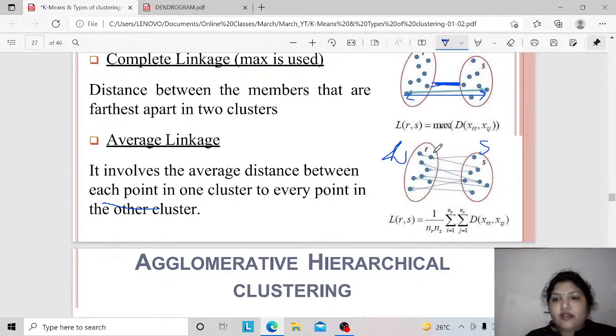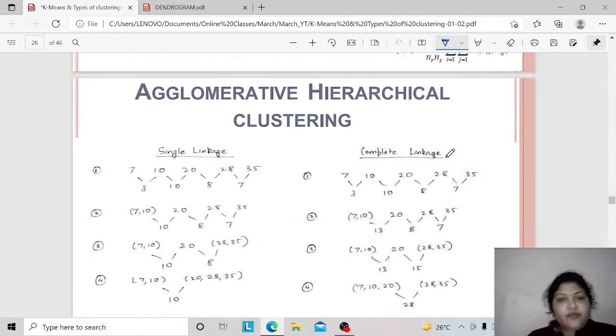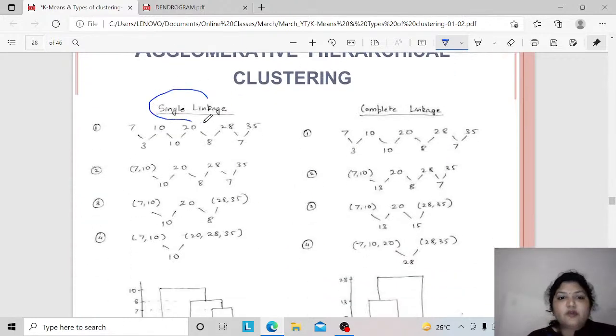And over here, we have one data point, we have another data point, and we can have the linkage between both the data points. So average distance, the average distance between each point in one cluster to every point in the other cluster. So this is how it is associated with other data points in the clusters, right? Then let us perform some numerical over there, to see how it actually works.